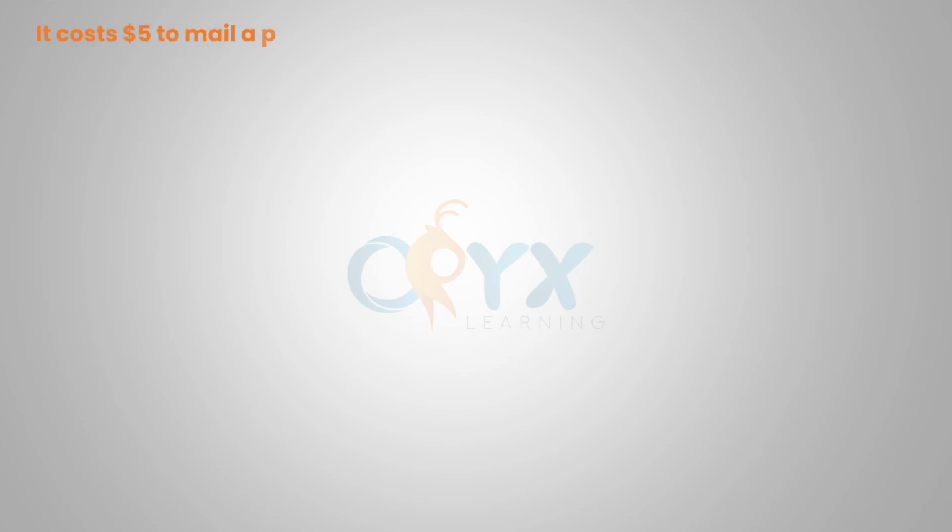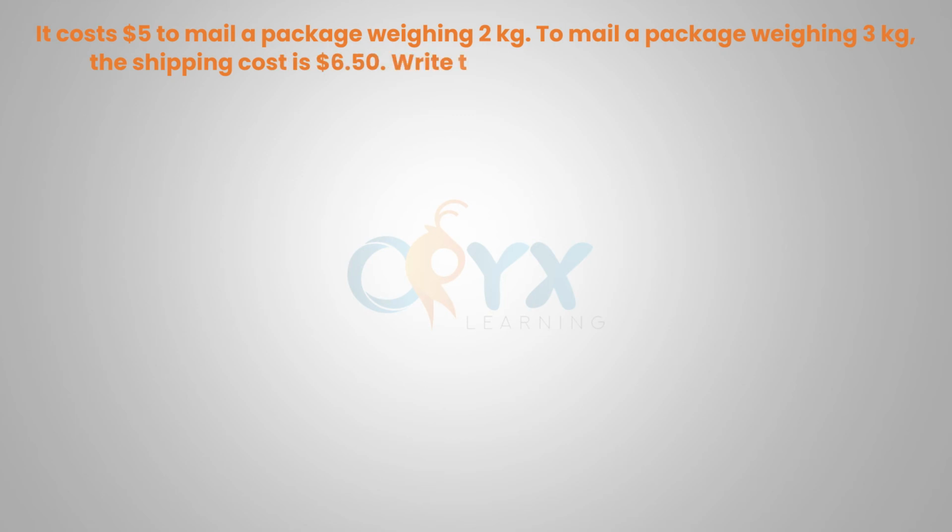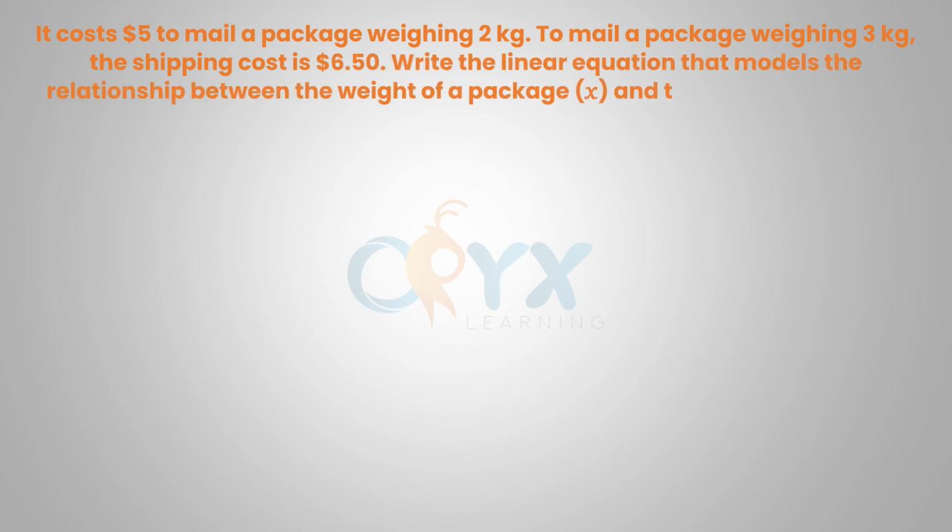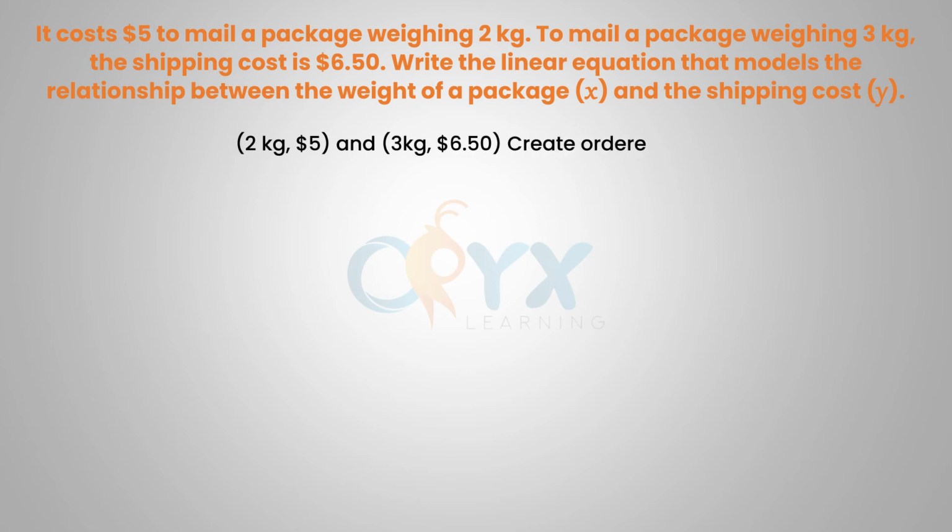It costs $5 to mail a package weighing 2 kilograms. To mail a package weighing 3 kilograms, the shipping cost is $6.50. Write the linear equation that models the relationship between the weight of a package and the shipping cost. So the weight of the package will be represented with x, and the shipping cost will be represented with y. So I have the 2 points, (2, 5), representing 2 kilograms for $5, and (3, 6.50), representing 3 kilograms for $6.50.